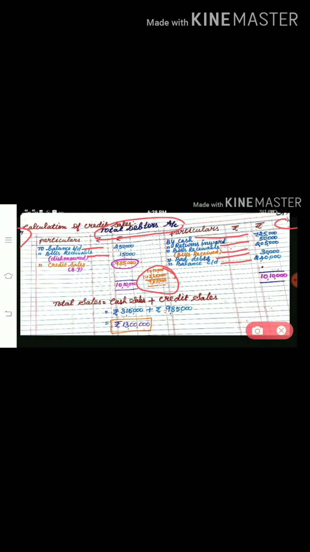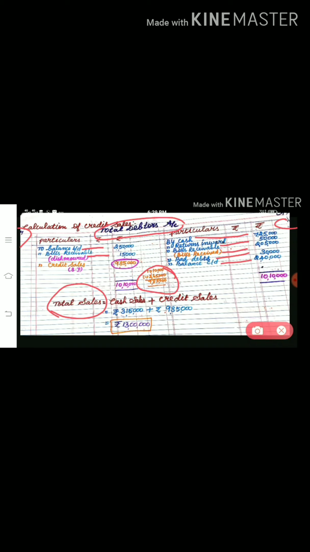So already two accounts are prepared. The first one is bills receivable and then the total debtors account. Bills receivable, the balancing figure is 2,05,000. We have taken that and entered it on the credit side as bills receivable. Next, the credit sales value is 9,85,000.